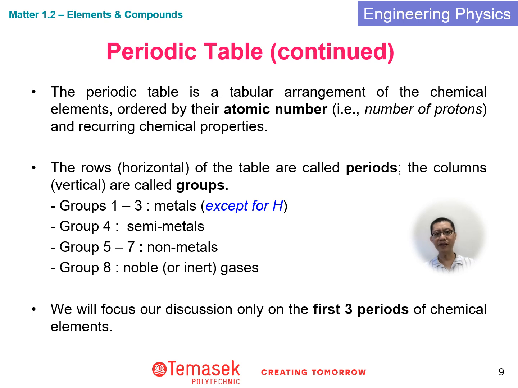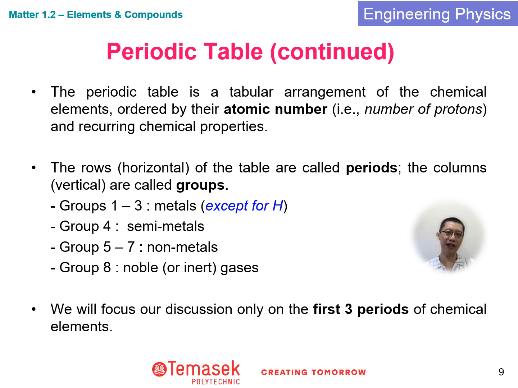We will continue our discussion on the periodic table, a fundamental tool in chemistry and physics. To start with, the periodic table is essentially a tabular arrangement of all known chemical elements. Each element is placed in order based on its atomic number, which refers to the number of protons in the nucleus. This order not only organizes the elements by their atomic structure, but also highlights recurring chemical properties.